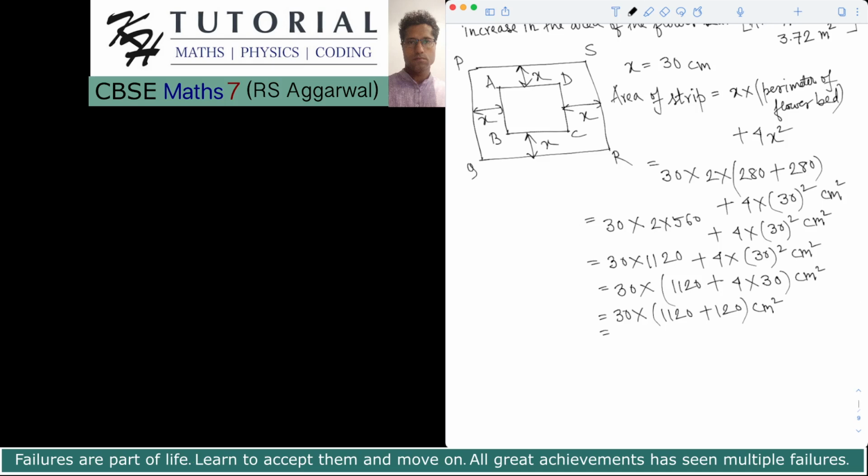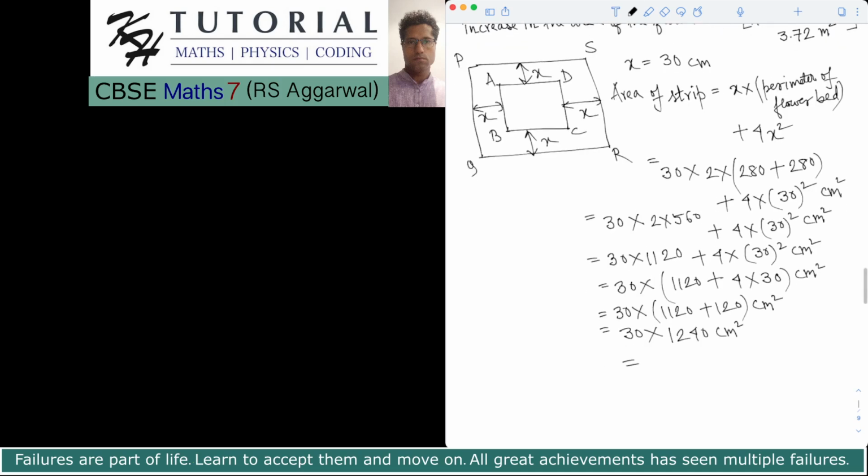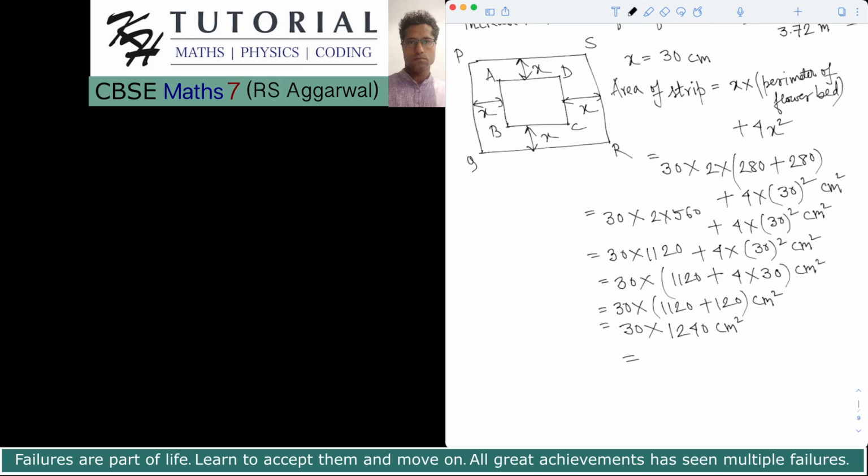This is equal to 30 multiplied by 1240, this much centimeter square. This is equal to how much? 124 multiplied by 3 is 372. So this is 37200, this much centimeter square.